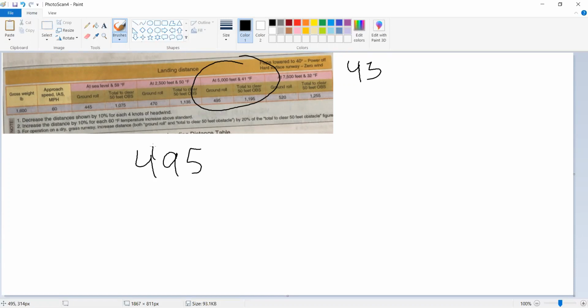Determine the headwind is calm, but the temperature is high. Temperature is 101 Fahrenheit. So I'll put that on the side. We have 101 Fahrenheit. So we have to work with that. Now let's look at note number 2 for this particular problem. It says increase the distance by 10% for each 60 degrees Fahrenheit temperature increase above the standard. Well, standard is 59.